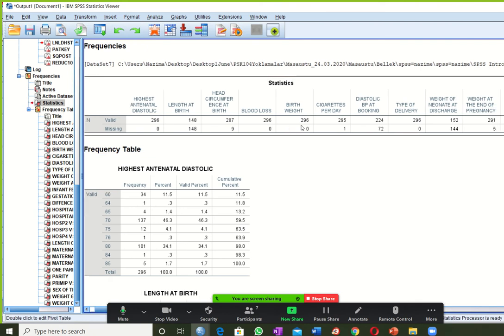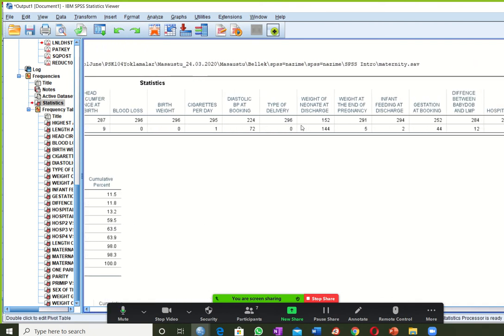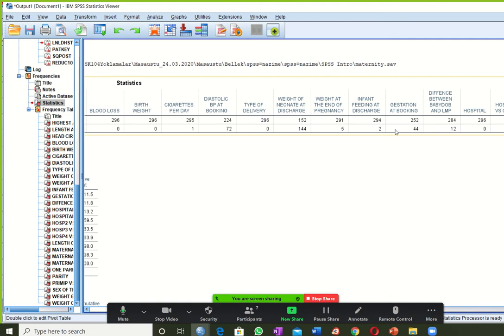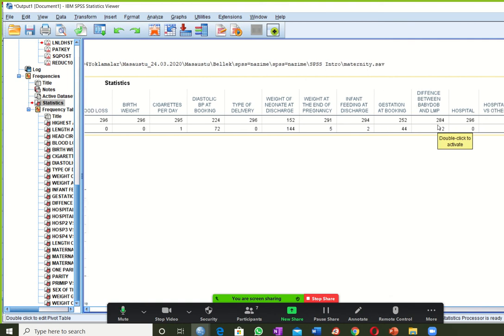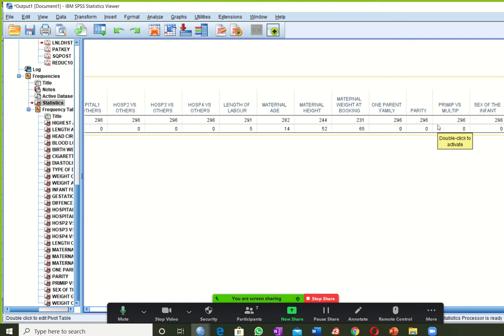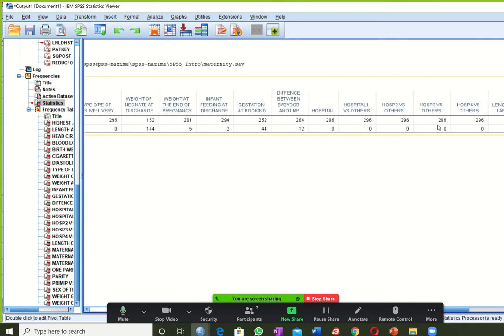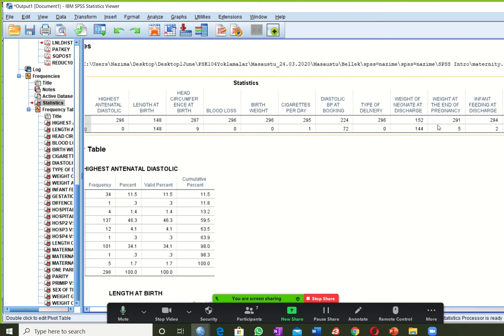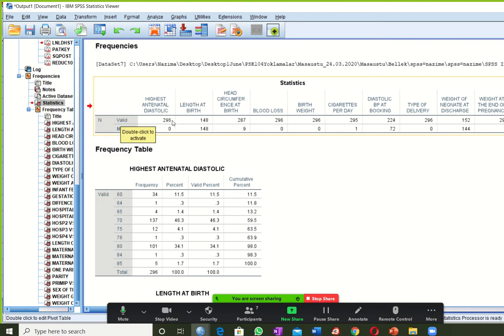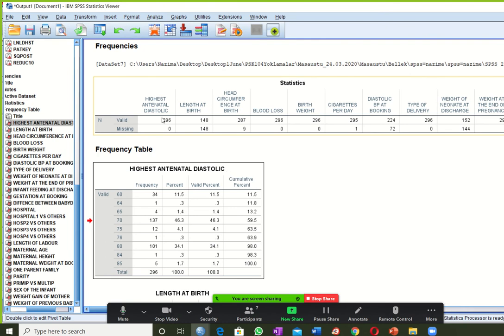So I have different frequencies here. These frequencies show how many people answered these questions. So how can I understand how many people are there in my research study? How many patients? The highest number here is the number of patients who attend this research study. So here you can see that there are 296 patients, because this is the highest number.